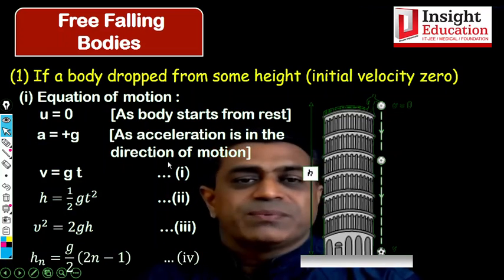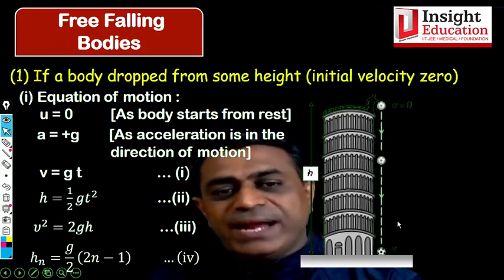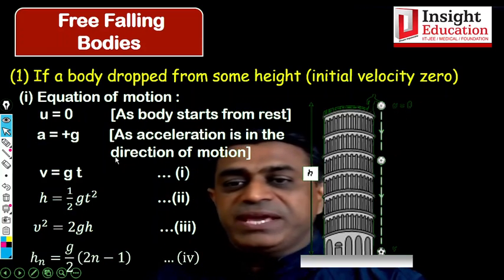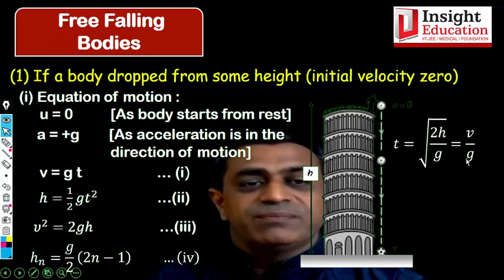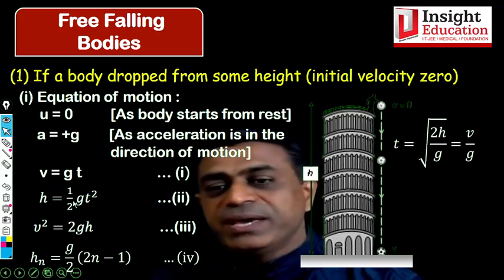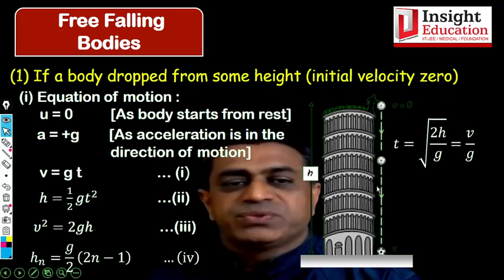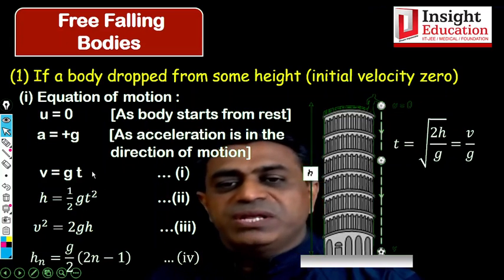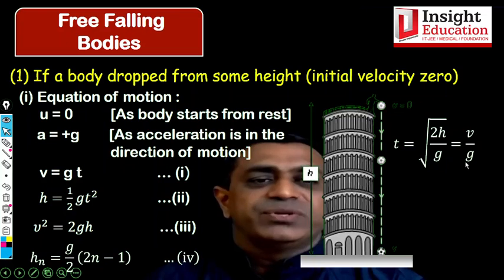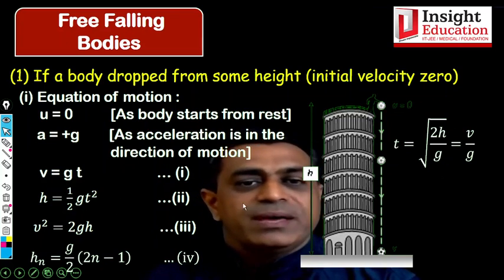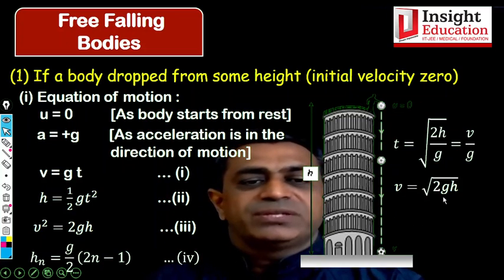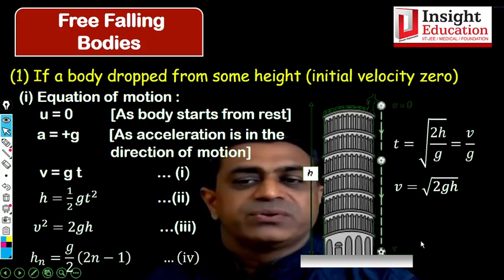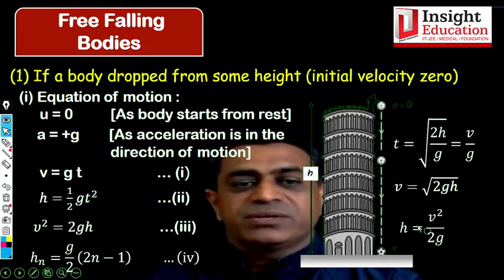Now suppose for free fall you want to find the time of flight. The time t is equal to v by g, or initial velocity u by g, and second, if the height is given, then t is equal to under root 2h by g. If the velocity is given, you can directly find time as u by g. If height is given, you can directly find time t as under root 2h by g. If height is given and you want to find the final velocity, then v is equal to under root 2gh. Remember this shortcut.